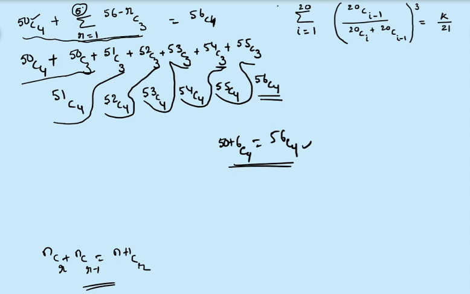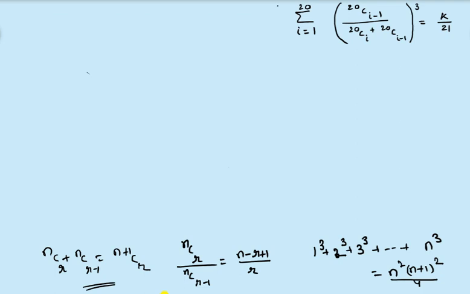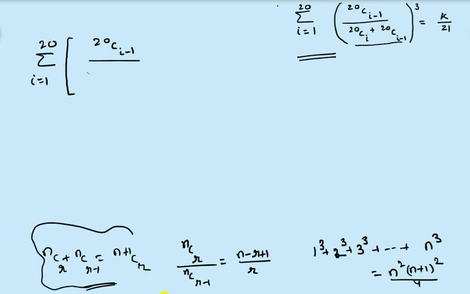Now see the other question. This is another question given in a previous JEE exam. The question is given in this way: summation i equals 1 to 20 of 20Ci minus 1. According to the earlier discussion, this we will call Pascal's identity. NCR plus NCR minus 1, we can write as n plus 1 CR. So what does the numerator become? The numerator we can write as 21Ci.